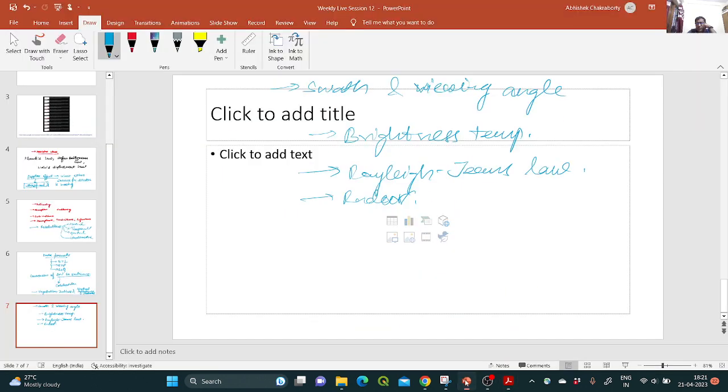Orbital speed and orbital period. This is what we discussed here. Orbital speed and orbital period. That is what we discussed for the very first time here.